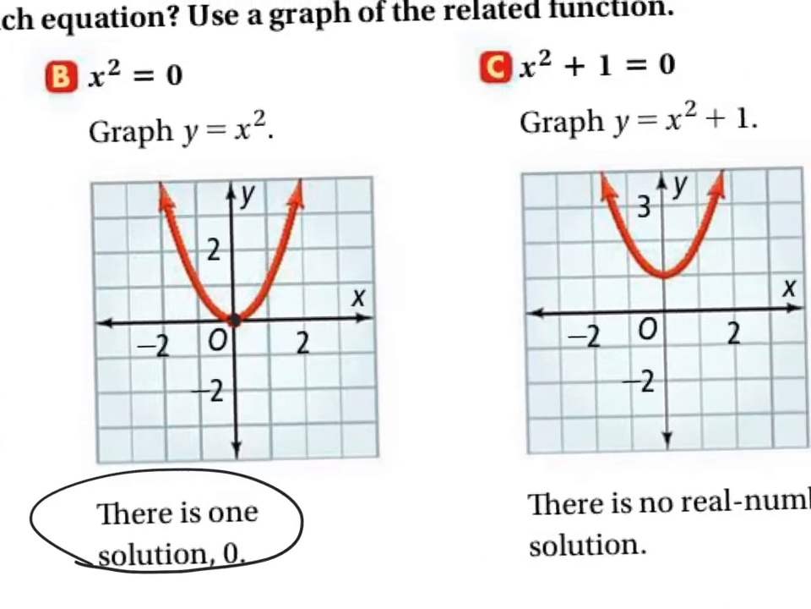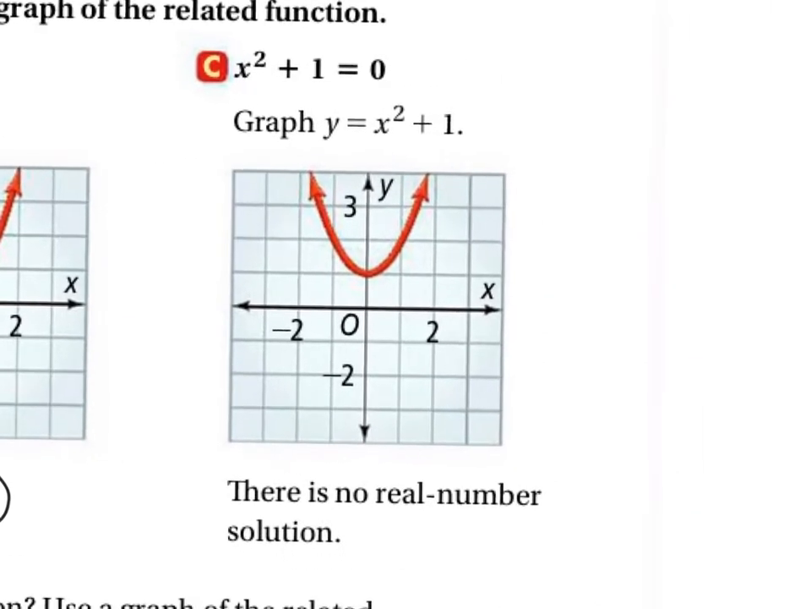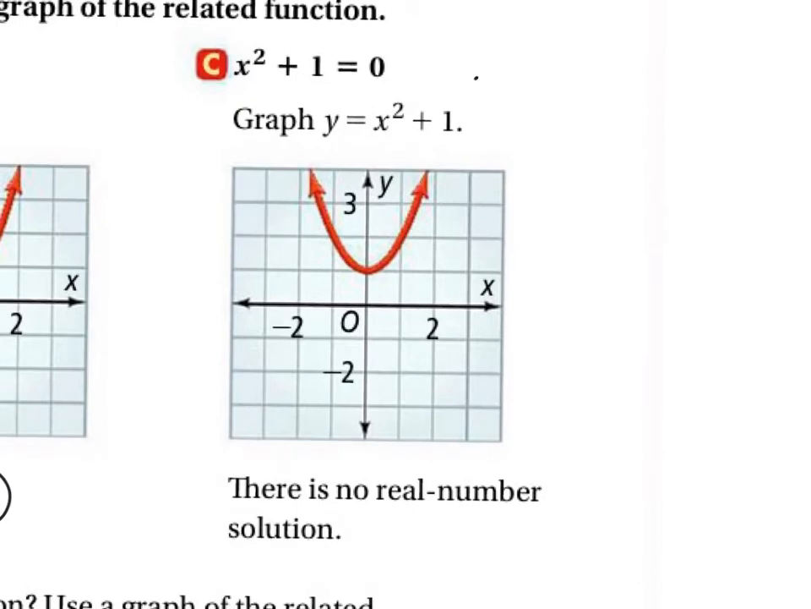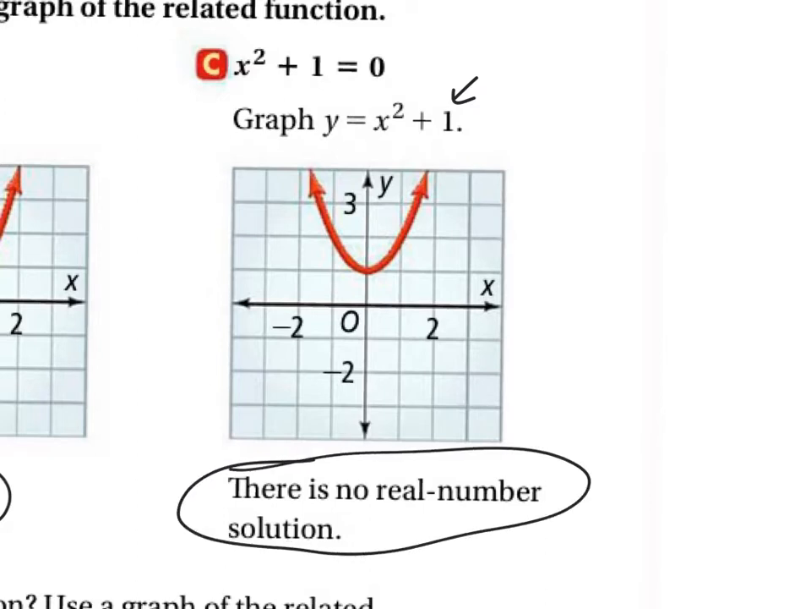And then finally, if you look at part C, if we graph this equation, that +1, remember, is going to shift our graph up 1 unit. And so actually, we do not have any real number solutions for that one. It does not intersect the x-axis at all, so no real solutions.